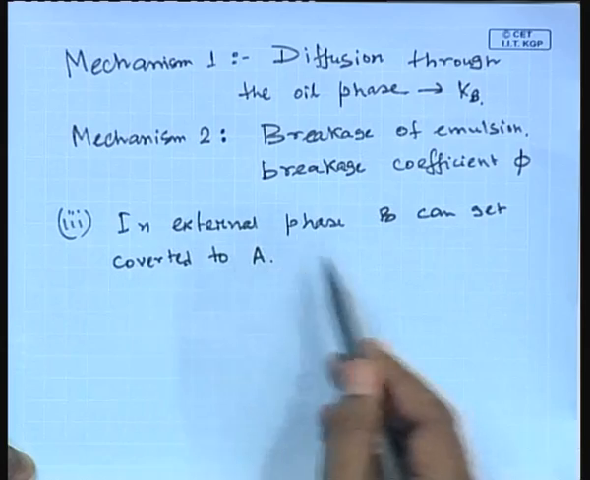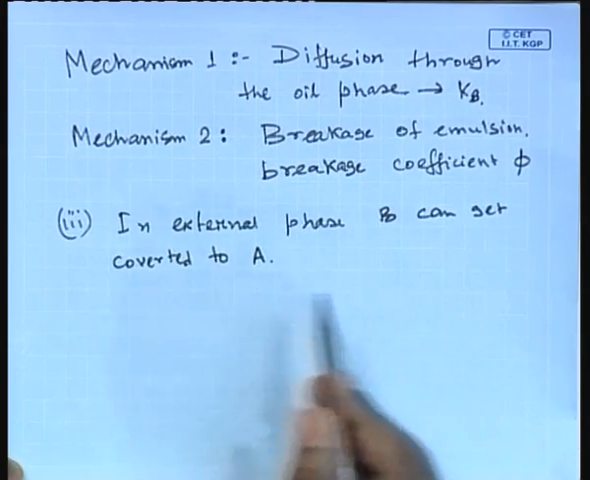If it is present, you can convert back some of the B into A, but that proportion will be much less. Suppose it comes to the external phase only by breakage, since the breakage amount is very less, the amount of phenol produced back in the external phase will be less in presence of sulfuric acid. Number 1, sulfuric acid may not be present at all. So, in general, if it is present, then in the external phase B can get converted into A.